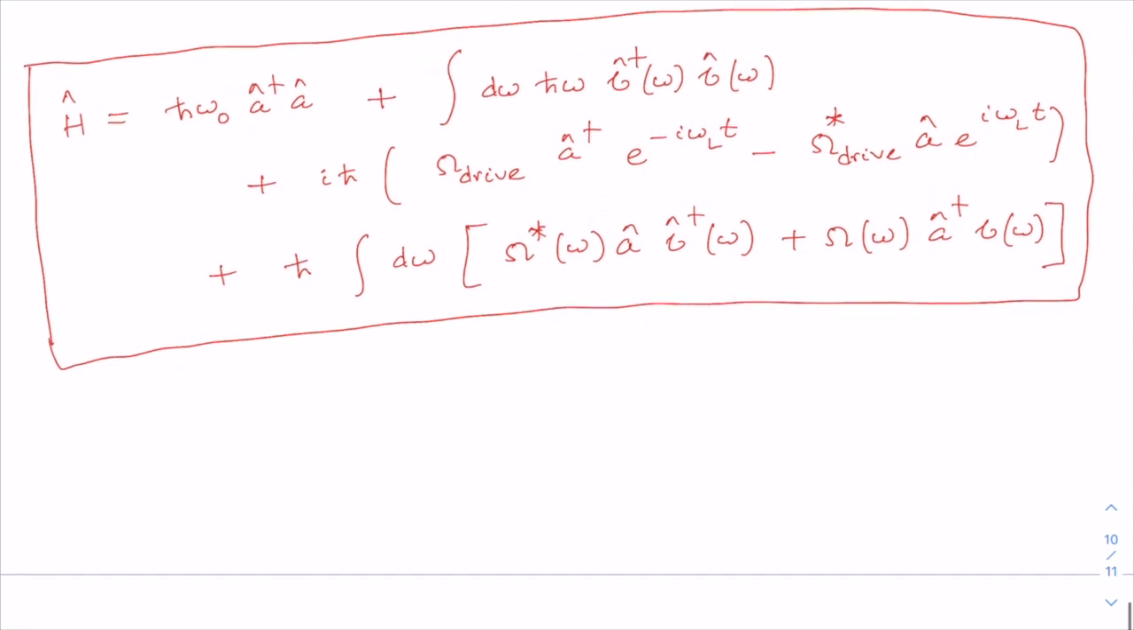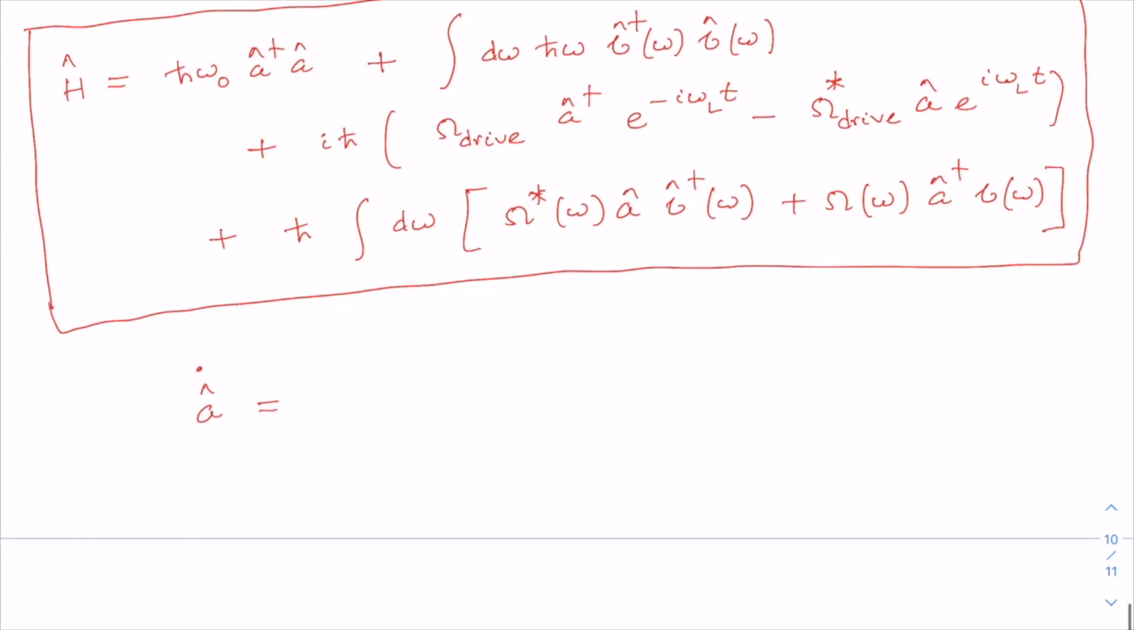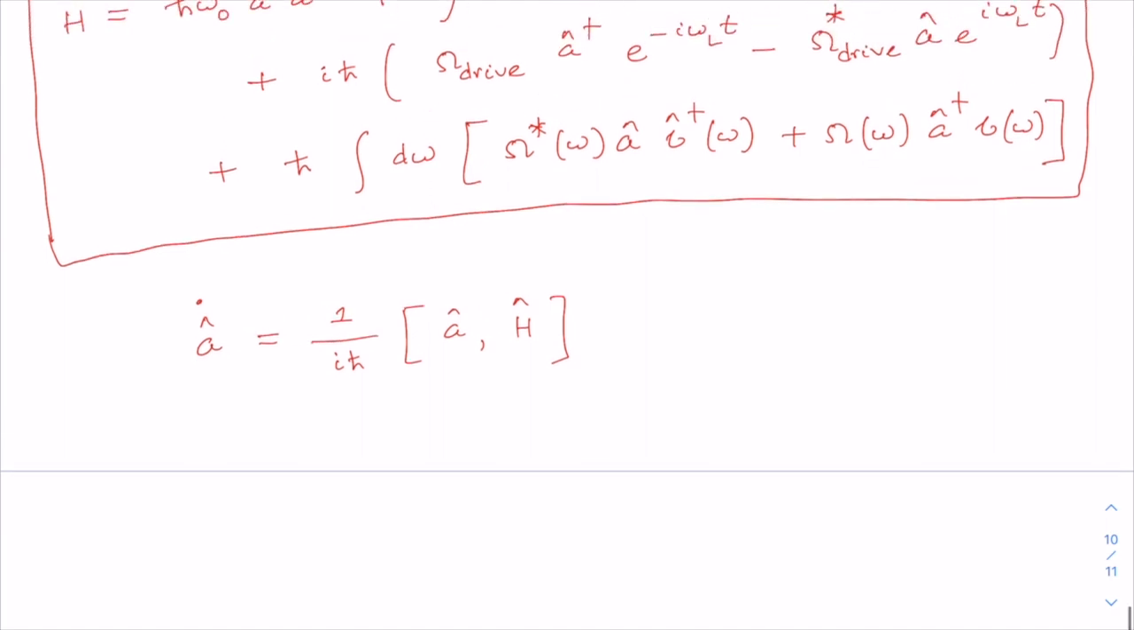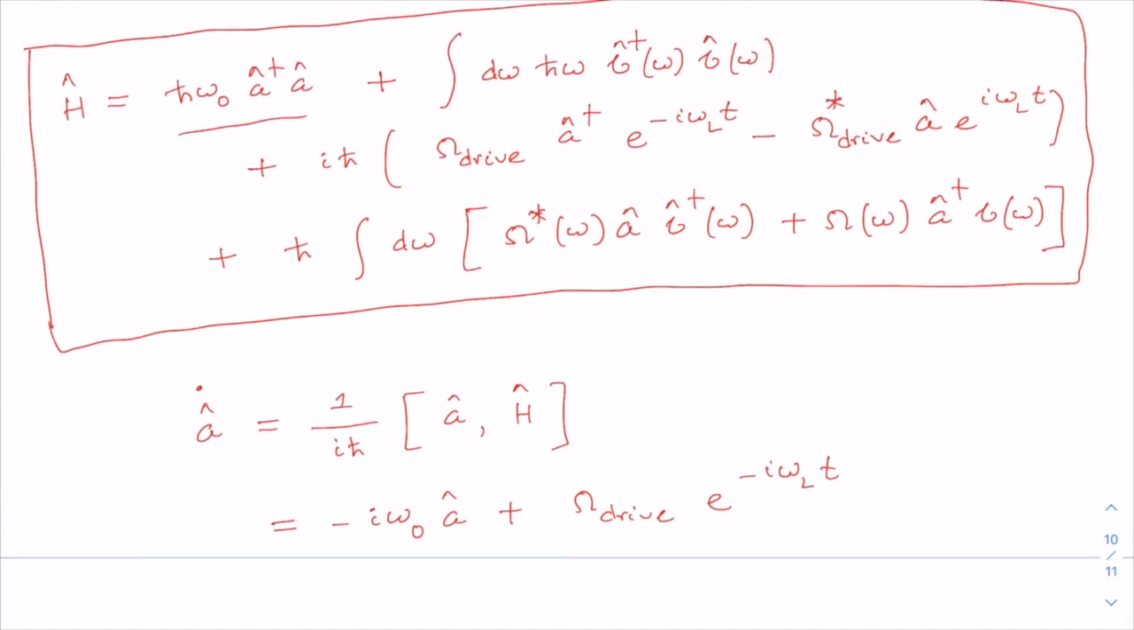First of all, we can calculate the Heisenberg equation of motion for the mode operator. So that would be a dot, the time derivative of the mode operator, equal to 1 by I h cross the commutation between a and h. We have done this kind of stuff too many times in the course. So immediately you can write it would be minus I omega 0 a plus omega drive e to the power minus I omega LT. You can verify it because commutation with a and a dagger a will give you simply a.